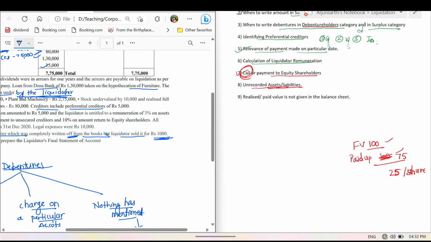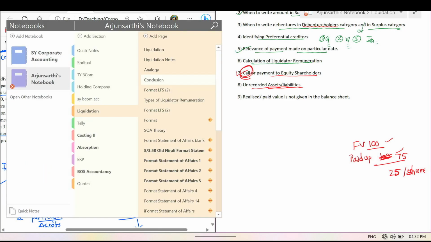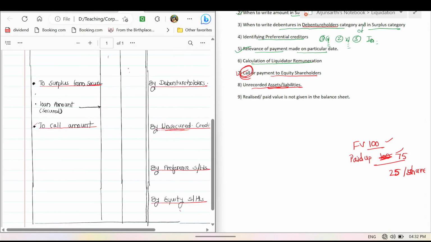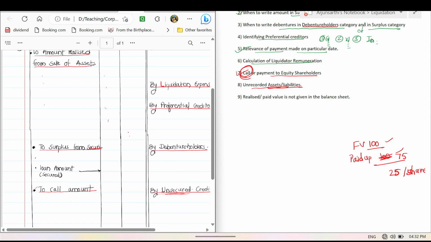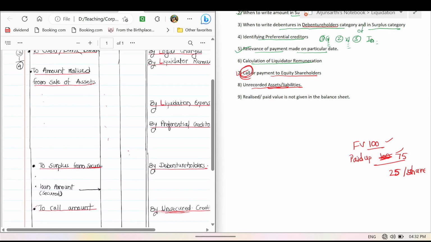Therefore this unrecorded asset you should show on the asset side, where other assets are there. That means the amount realized from sale of asset. Here you must show the amount realized from sale of asset. Correct, understood? In this category you must show that unrecorded asset.